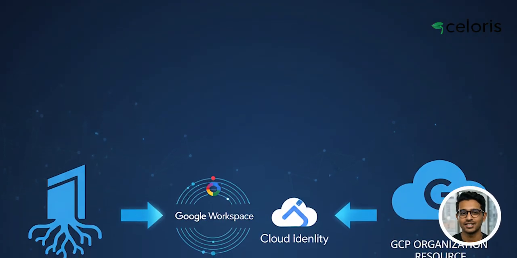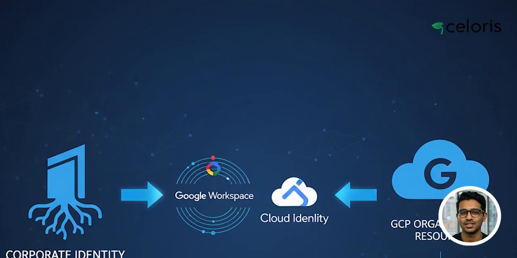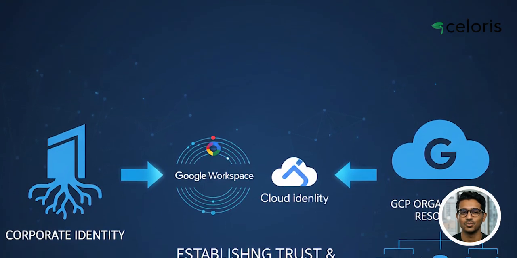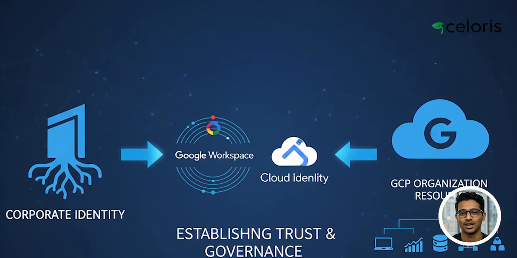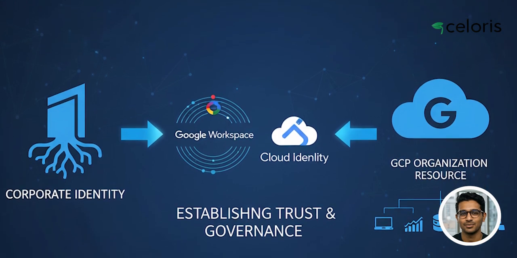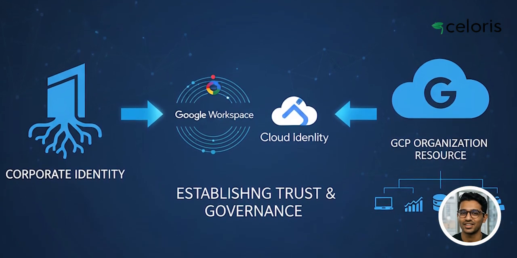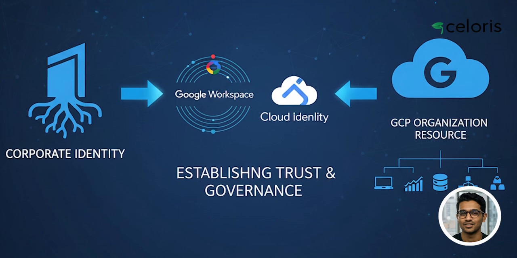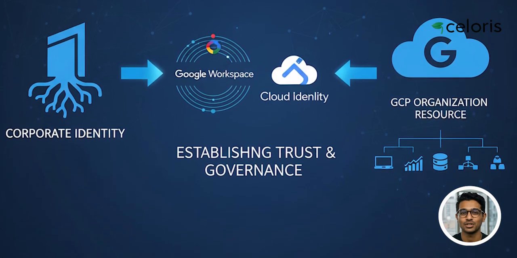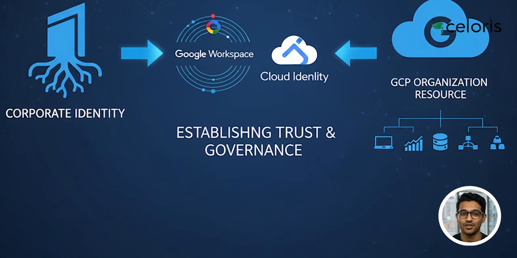Finally, regarding its creation, the organization resource is typically linked to an existing Google Workspace, what was formerly known as G Suite, or a Cloud Identity account. This linkage establishes the trust relationship between your corporate identity and your cloud resources. It's the first and most crucial step in building a well-governed and scalable GCP environment.